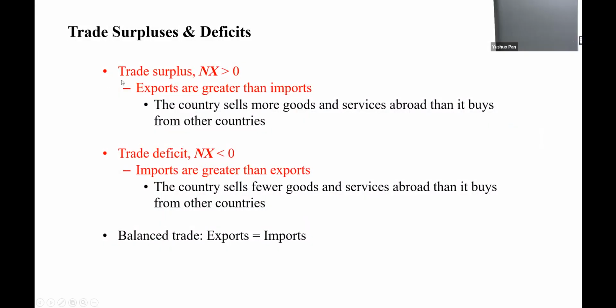Again, this is really easy. The trade surplus means the exports are greater than imports. So exports minus imports is bigger than zero. Net exports are bigger than zero. That's the trade surplus. When we talk about trade, we usually talk about goods and services. The country sells more goods and services abroad than it buys from other countries, and the deficit is the opposite. If imports are greater than exports, then exports minus imports is smaller than zero. That's the trade deficit. And for trade balance, they should be equal to each other.